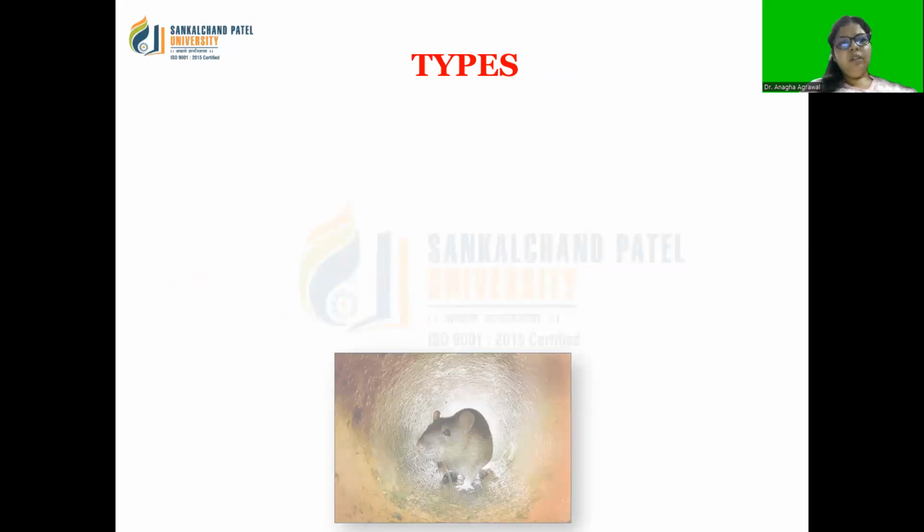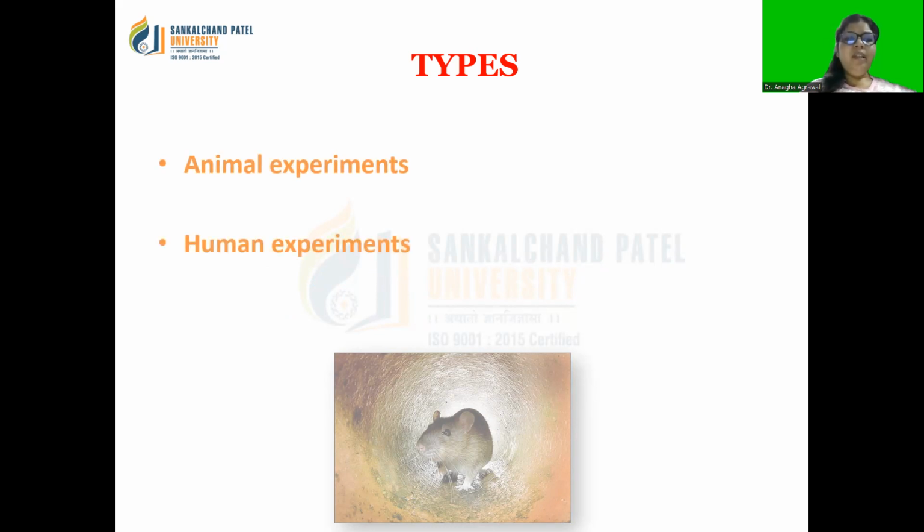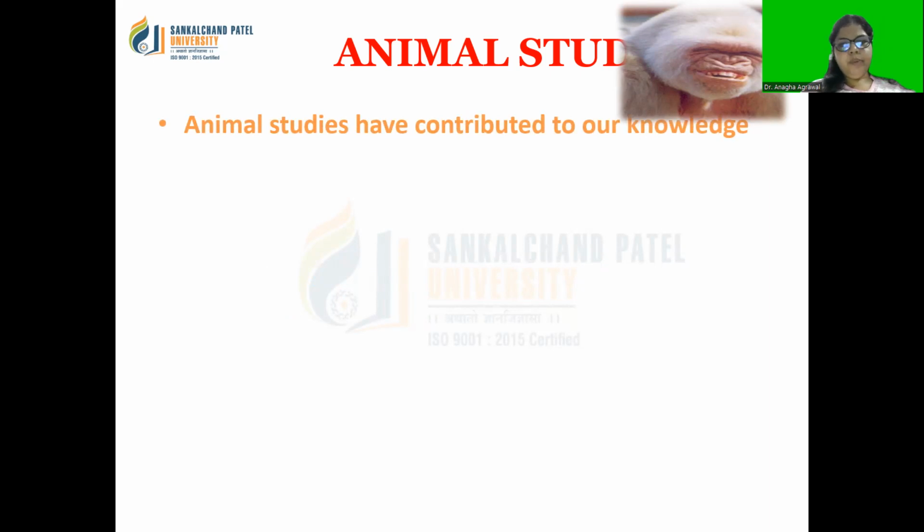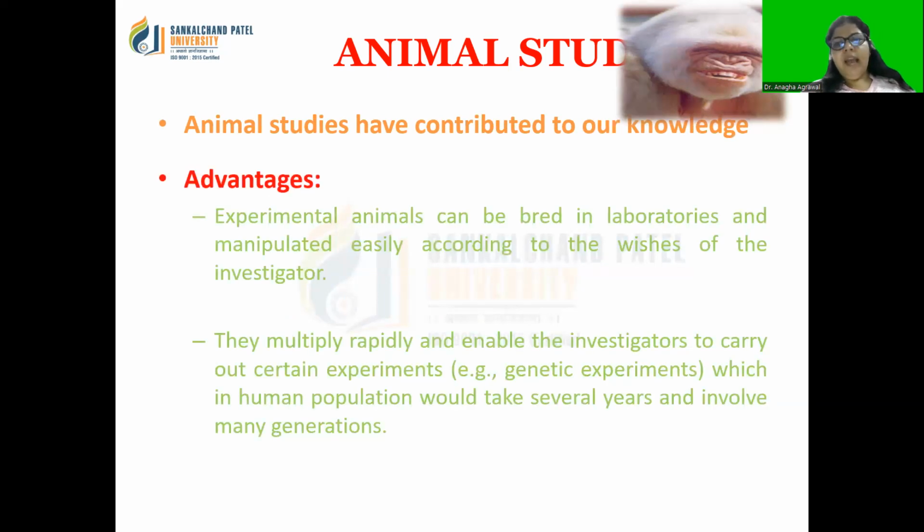So there are types of experimental studies: the animal experiments and the human experiments. Anything new, we cannot just give to humans, but we have to test it in animals to find out whether it is lethal or not, right? So there are animal experiments, the animal studies. The animal studies have contributed to our knowledge so far. Whatever new we want to test, we test that in animals and then we actually put it into human beings.